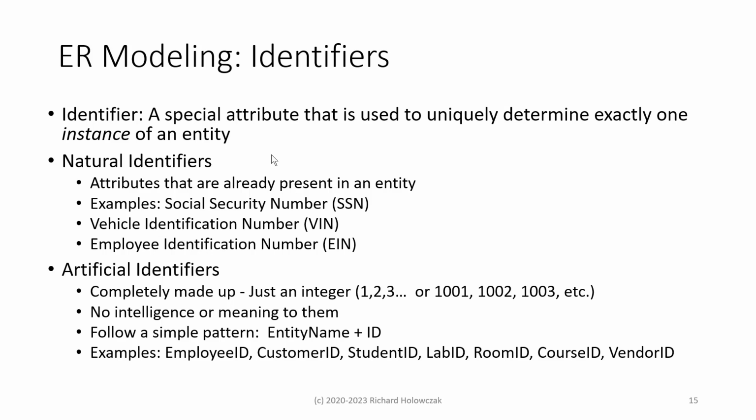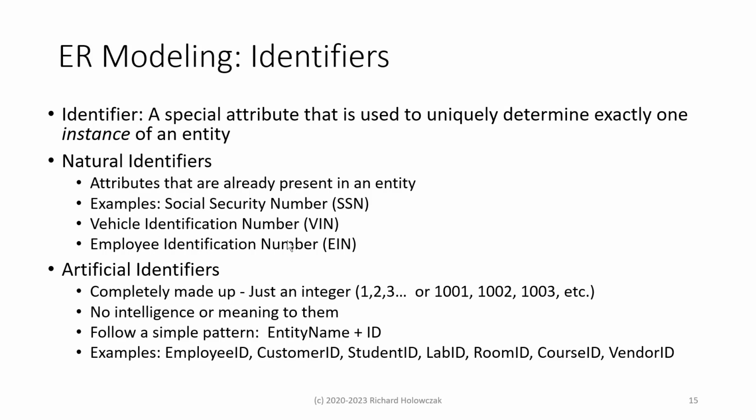The first are called natural identifiers, and these identifiers are attributes that are already present in an entity. You may have noticed, for example, in the employee entity, we had social security number. For trucks and cars and buses, there's a vehicle identification number. And in many tax situations, there might be an employee identification number that maybe the United States Treasury uses to tell employees apart. These are naturally occurring identifiers. They're already part of an entity. And so it's tempting to make use of them as an identifier.